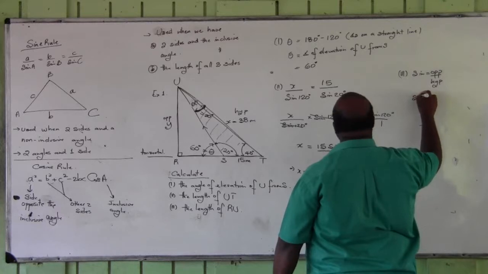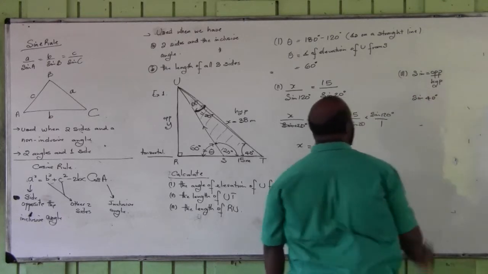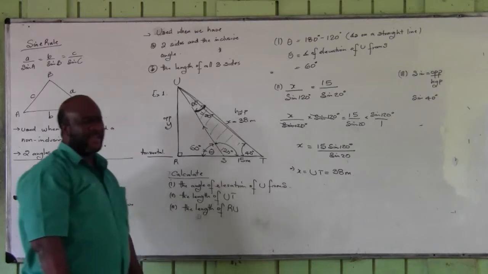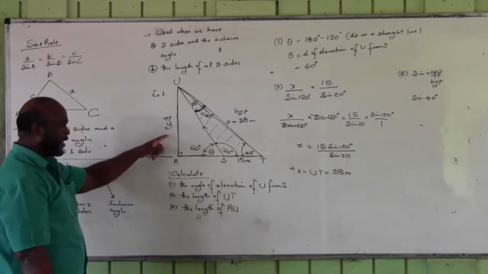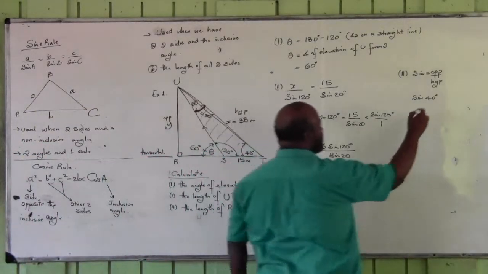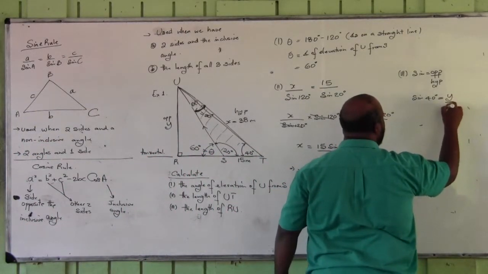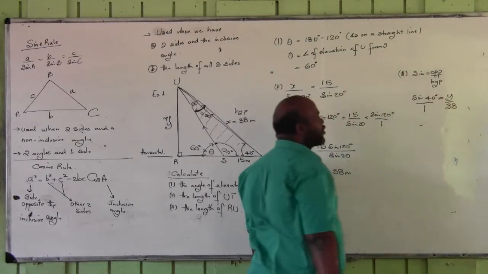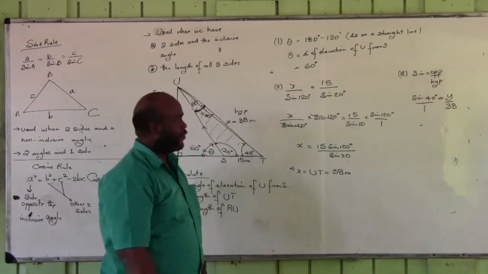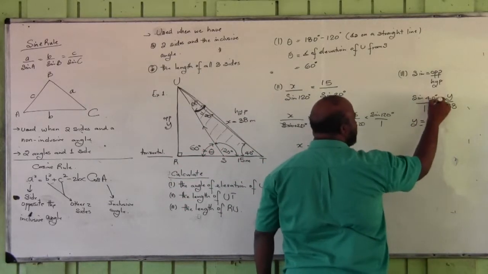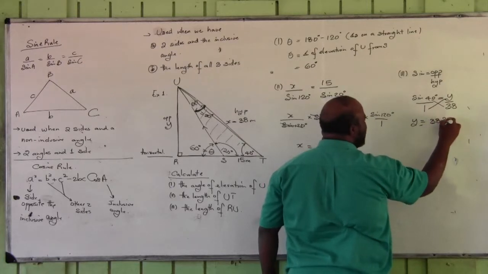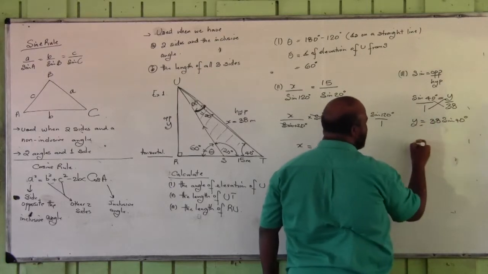Then I'm going to say the sine of 40 degrees. After you write sine, cosine, or tangent, the next thing you must write is the angle. Now, the sine of 40 degrees is equal to the opposite side, over the hypotenuse, which is what? If I have one fraction equal to one fraction, what do I do? 1 times y is equal to 38 times the sine of 40 degrees.